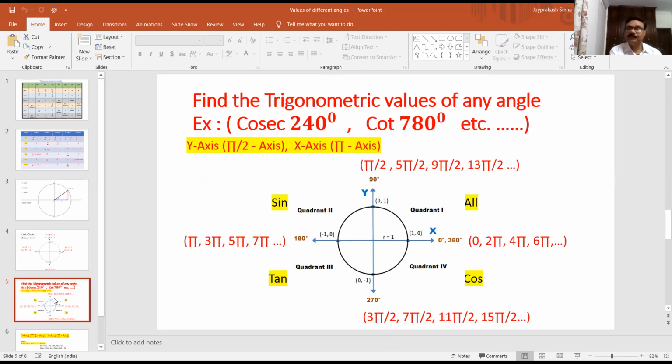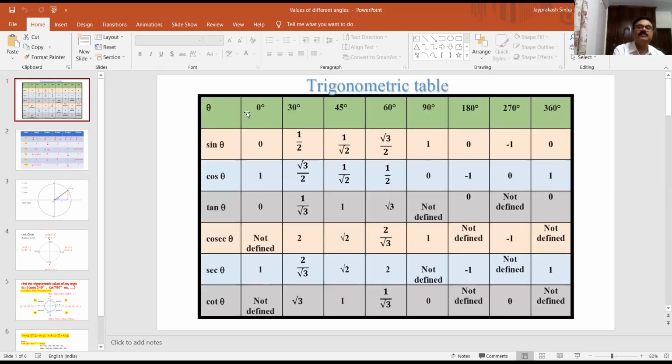Now if you are interested in finding the values of angles other than these, we now know the values of 0 degree, 30 degree, 45 degree, 60 degree, 90 degree, 180 degree, 270 degree and 360 degree. But now we want to get the values of other angles. So how will you find that? For that there is a rule and I will teach you the rule. With the help of that rule, it is very easy to find the value of any angle.